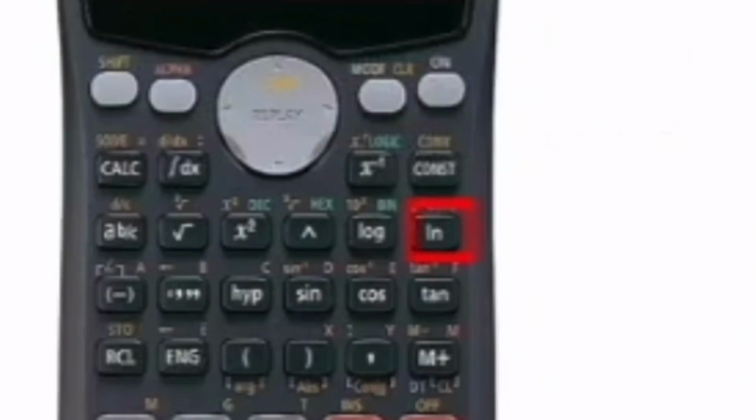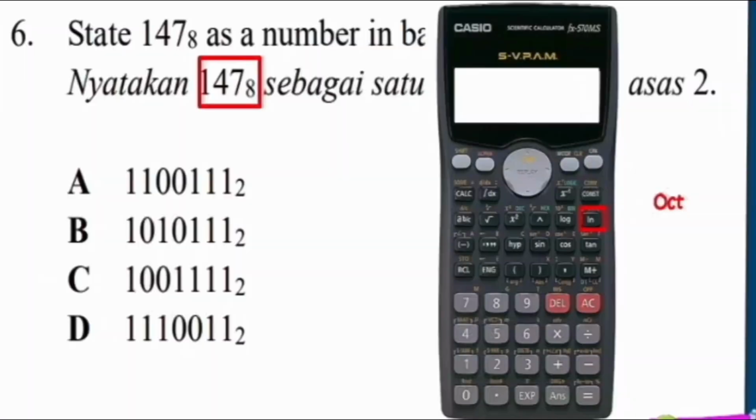What is this? It is OCT. Can you see that? OCT means base 8. It doesn't mean October. It's base 8. OCT means octal. So now you have pressed base 8. Now you can convert base 8 into base 2 directly using the calculator. Now I'm going to show you how to convert base 8 into base 2 using the calculator. Those of you who are still not sure how to press the calculator, please follow me. Now you have to follow step by step.